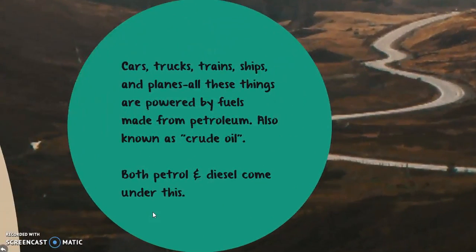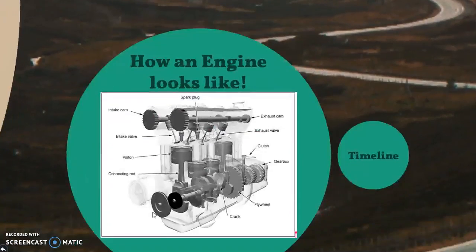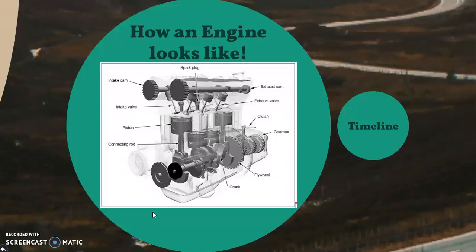These fuels are made of petroleum, also known as crude oil. Both petrol and diesel come under this. There is a difference between petrol engine and diesel engine which we'll explain later down the video. How an engine looks like.